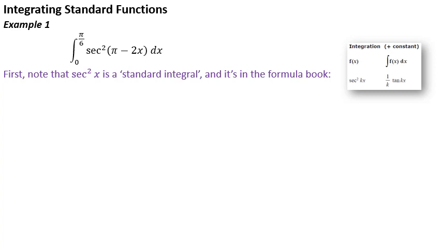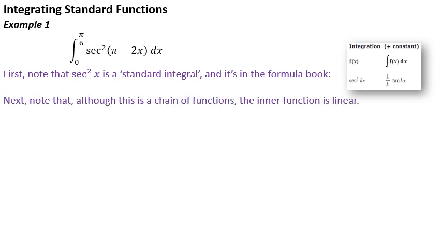So we can make use of that. Now they've got a sec squared kx version. We've got sec squared of something else. But the fact that our something else is linear means that we don't need to worry too much about it. It is a chain of functions, but the inner function is linear. We can think of the outer function as being sec squared x. We don't need to think of it as being sec x inside as something squared, because sec squared x, all on its own, will integrate to tan x. We know that already from the standard integral provided in the formula book. So we just do it.